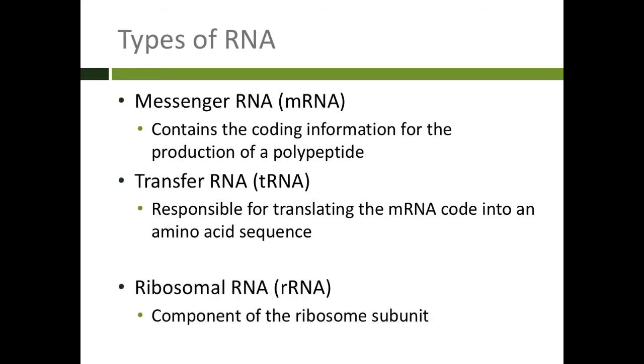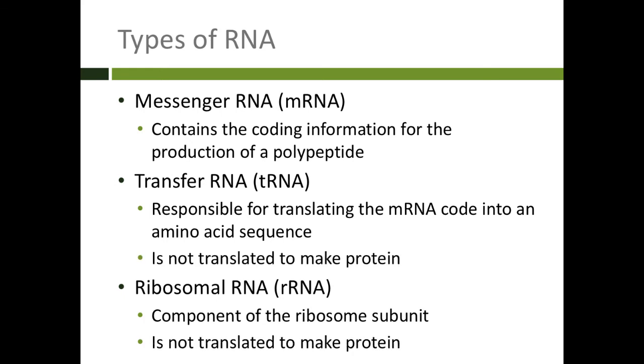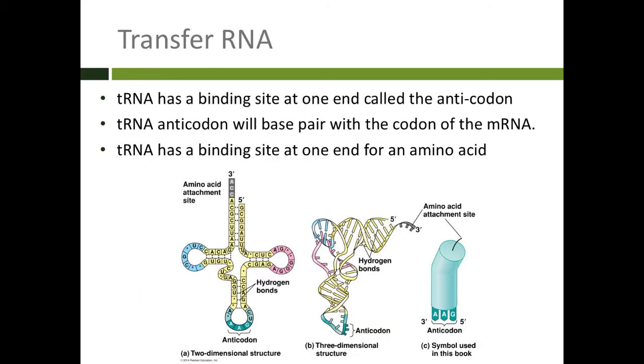The third type of RNA is called ribosomal RNA, or rRNA. This type of RNA is what makes up the ribosome. Neither tRNA nor ribosomal RNA are used to code for a protein, but both are very important in helping to make proteins. Remember, tRNA is made out of RNA nucleotides.